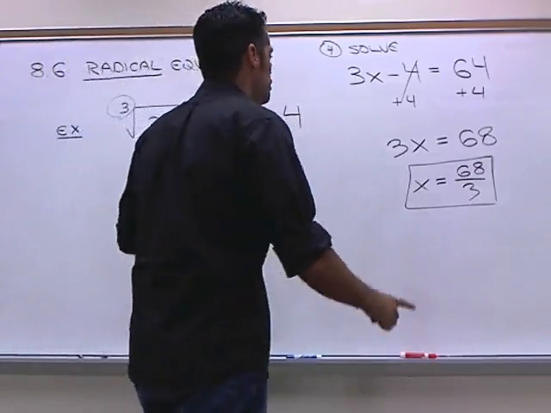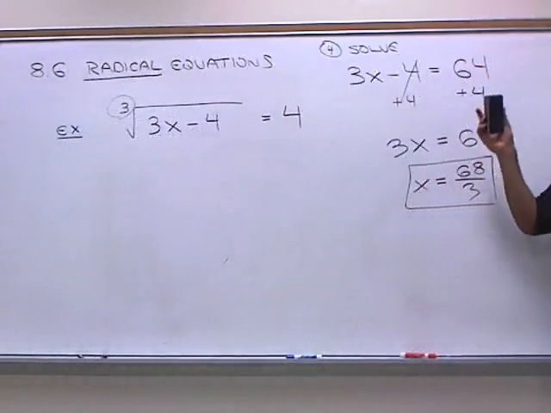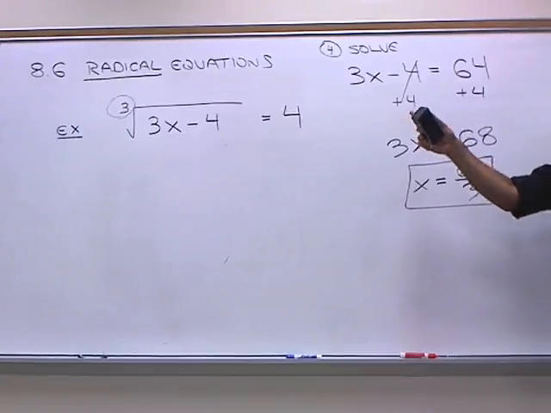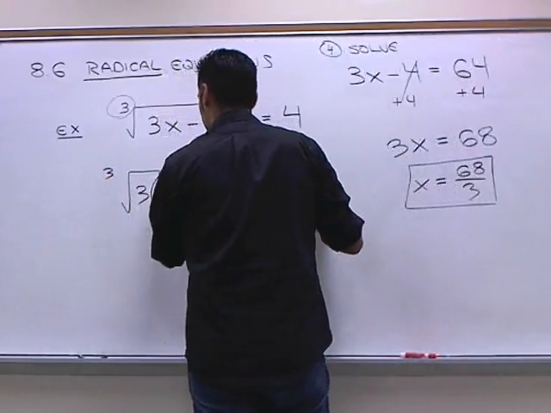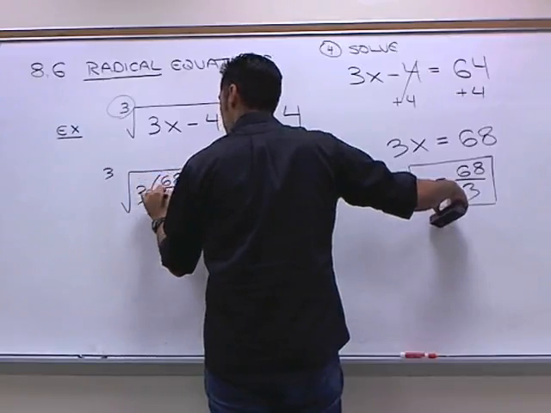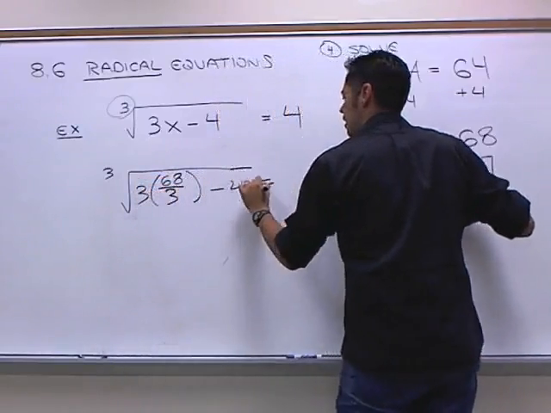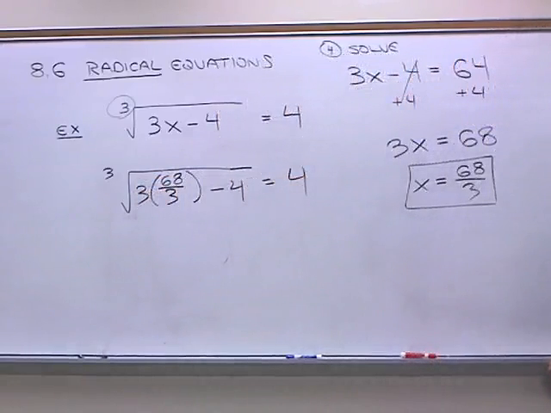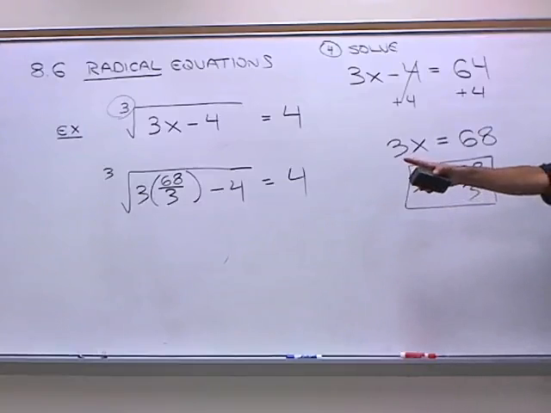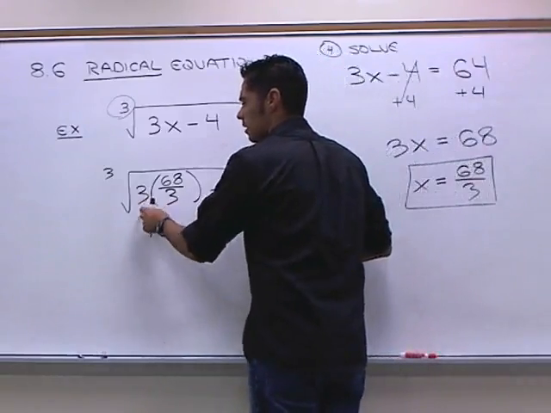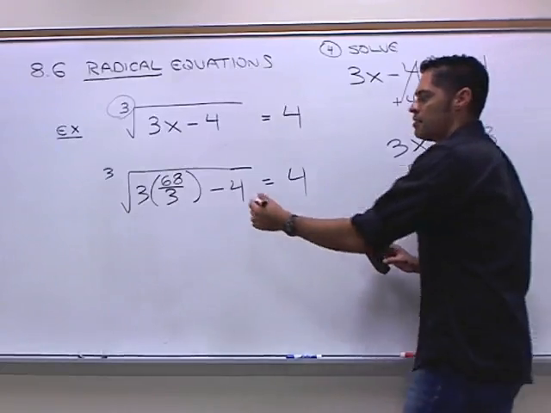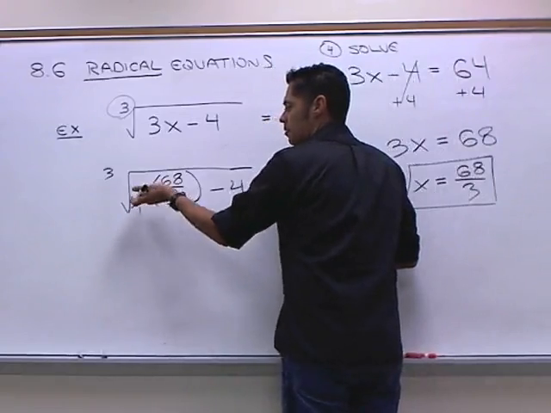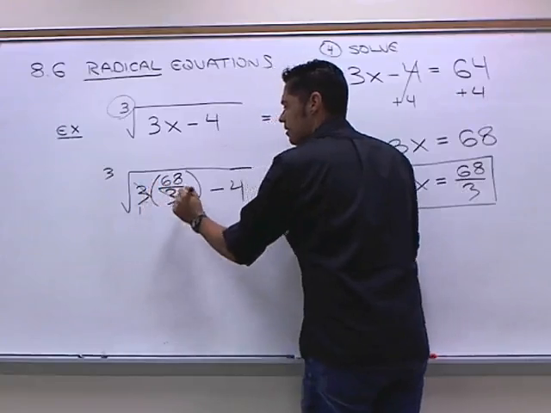Okay, so we're going to check. When we check, we take the answer, we plug it into the original problem, right? So I'm going to take the original problem here. Cube root of 3 times x, where x is 68 over 3, minus 4 equals 4, right? What does 3 times 68 thirds turn into? What cancels? The 3's, right? This is really like a 3 over 1. So the 3 on top and the 3 on the bottom cancel.